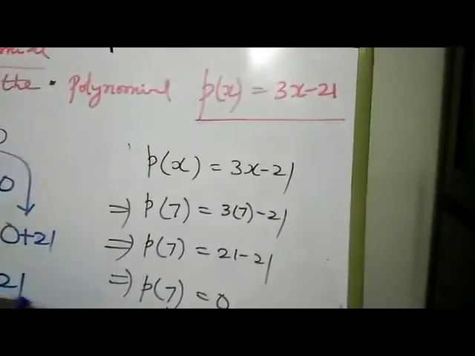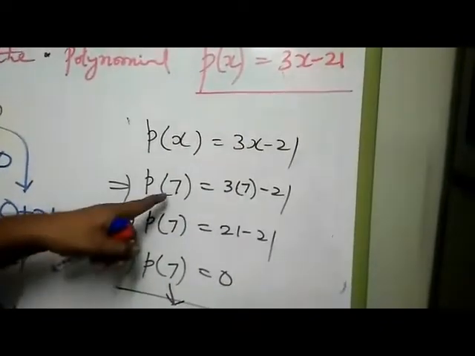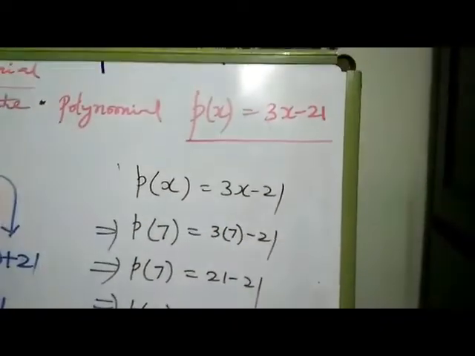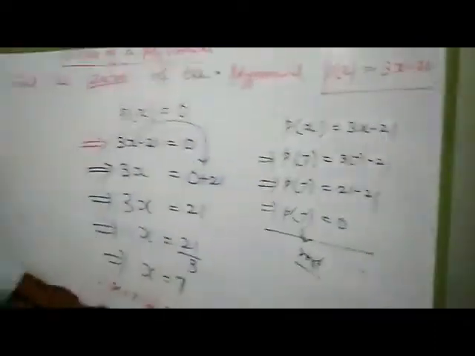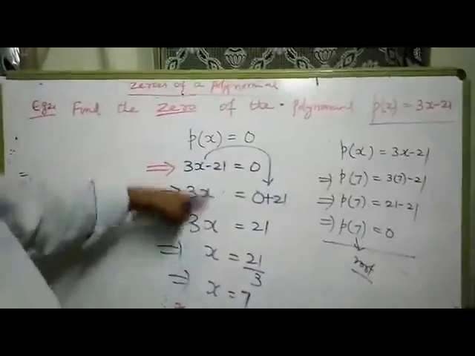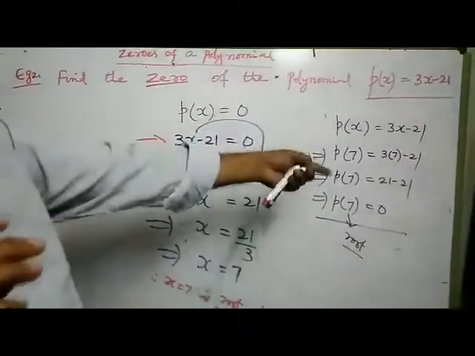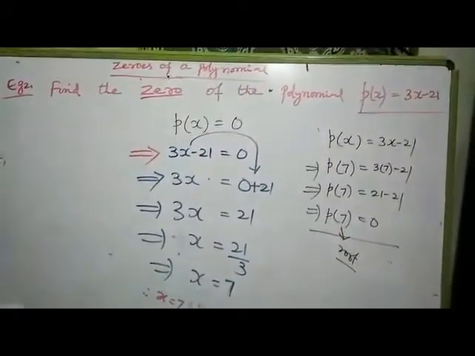Otherwise you have to check plus 1, plus 2, plus 3, like that. Better you can do like this. This is the formula: p of x is equal to 0. Then we'll get the answer easily, x is equal to 7. No need to go for verification also. Do like this.